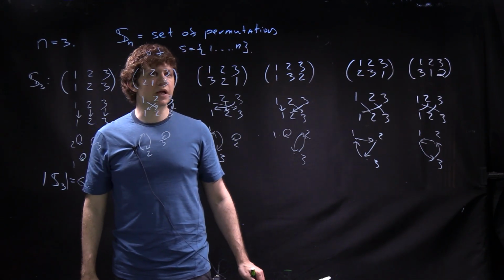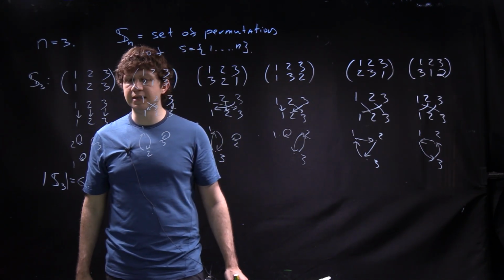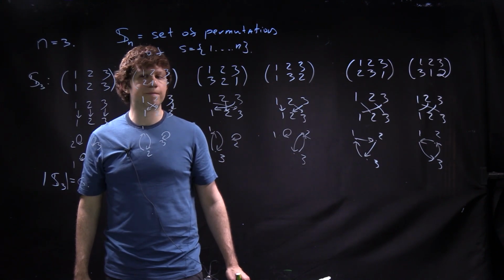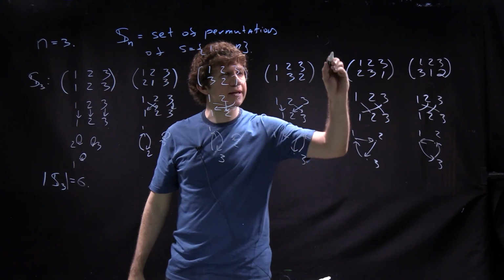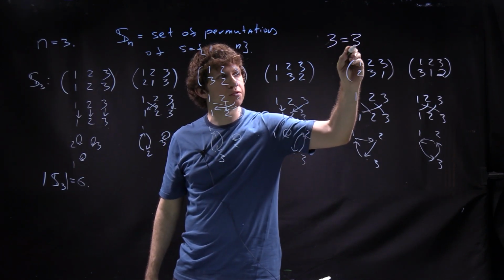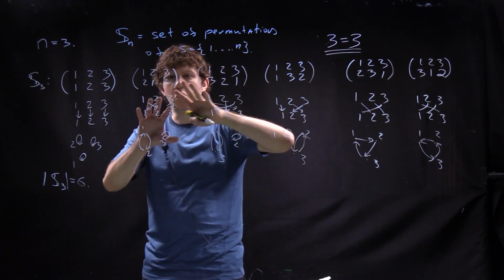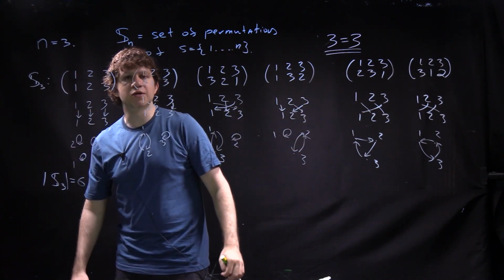So maybe before that, let me just say that these are just all ways to explain in which way 3 equals 3. So this simple identity has all this complicated combinatorics behind it.